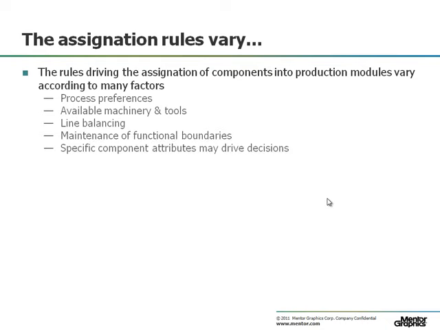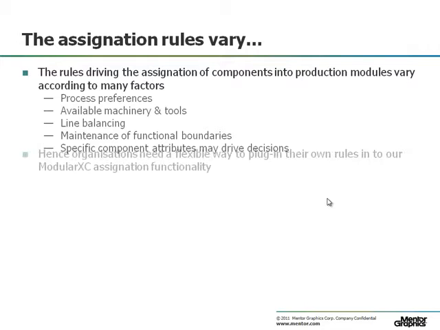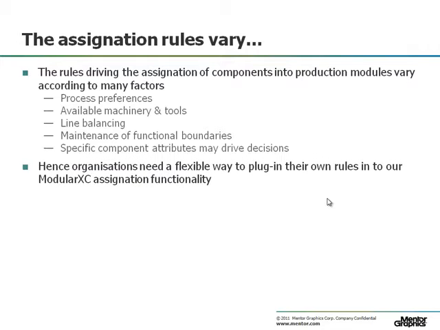And there may be specific component attributes that may drive your decisions. For example, a certain type of high density connector may have a necessity to fully load all the wires in one module because of the difficulty inserting wires in a partially populated connector. So the fact is, organizations need a very flexible way to plug in their own rules into our module assignation functionality.